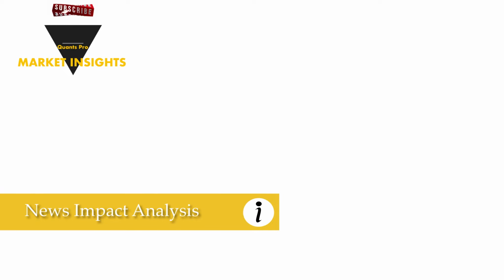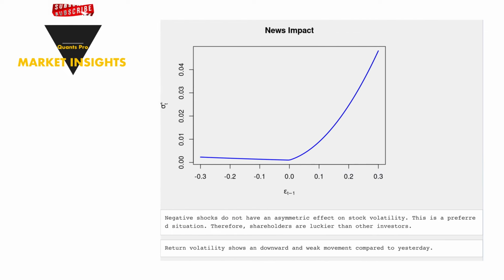One of the important analytics that QuantPro offers to its followers is news impact analysis. With this method, negative asymmetry on the volatility of the stock exposed to any shock or information can be detected. Federal National Mortgage Association in the chart below.